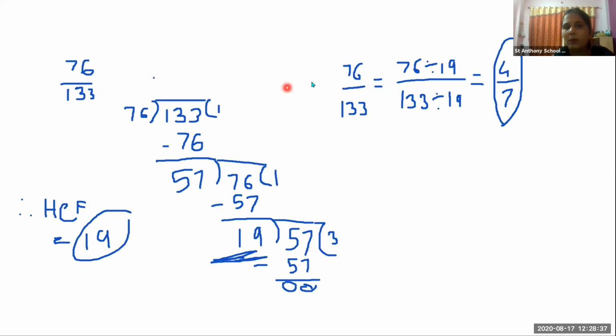Okay, now 76 by 133 remain as it is. Okay, now I will divide this 76 and 133 by our HCF. For this, we require our HCF help. Okay. Now 76, if I divide this 76 by 19, I'll get answer 4. If I divide this 133 by 19, I'll get 7. Now this will be the lowest form of this 76 by 133. Understood everyone? Okay. Very simple sums these are. Okay. Next we'll do another sum. Okay. I hope all have noted down this sum.